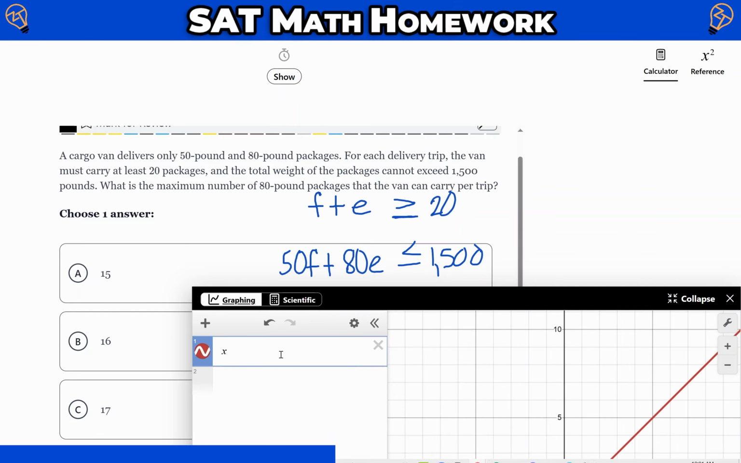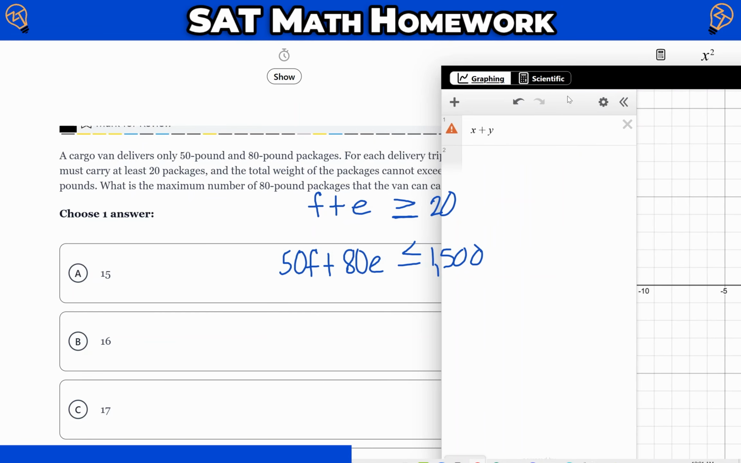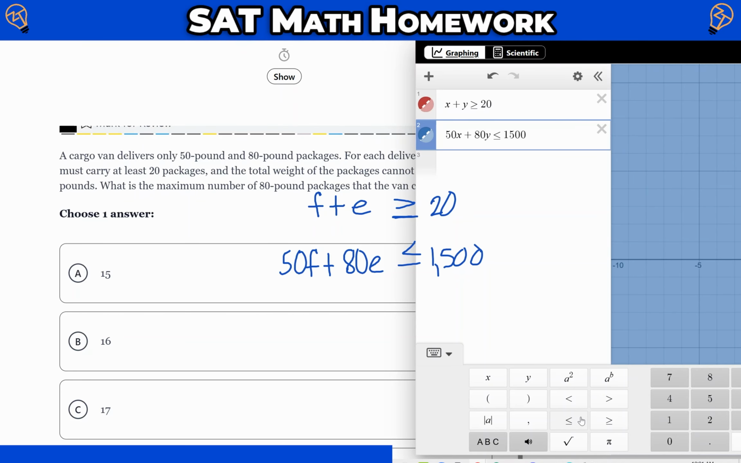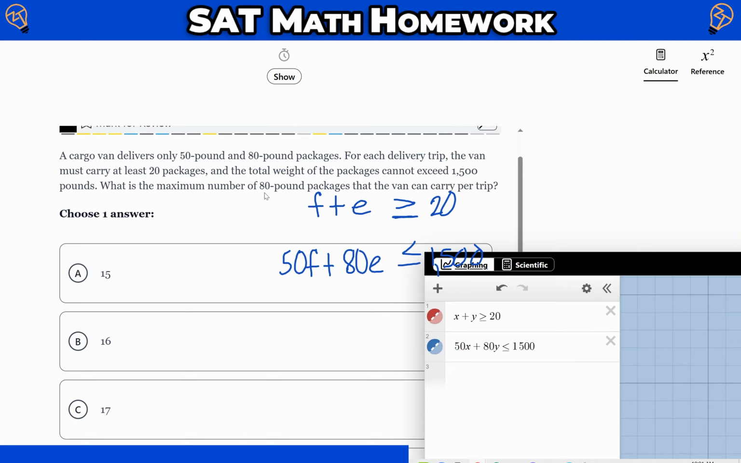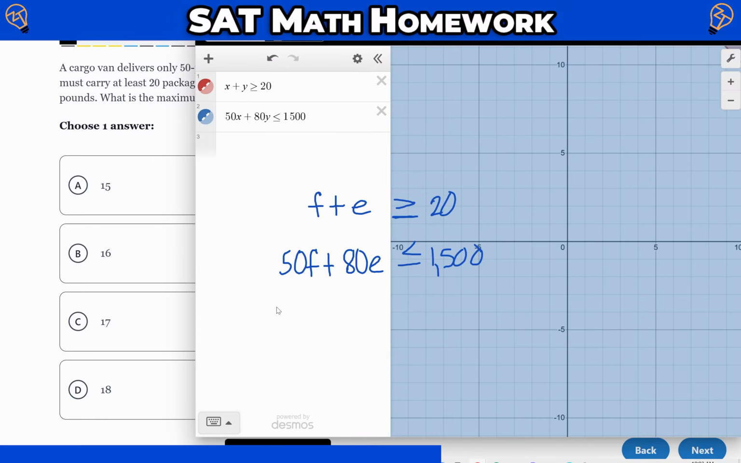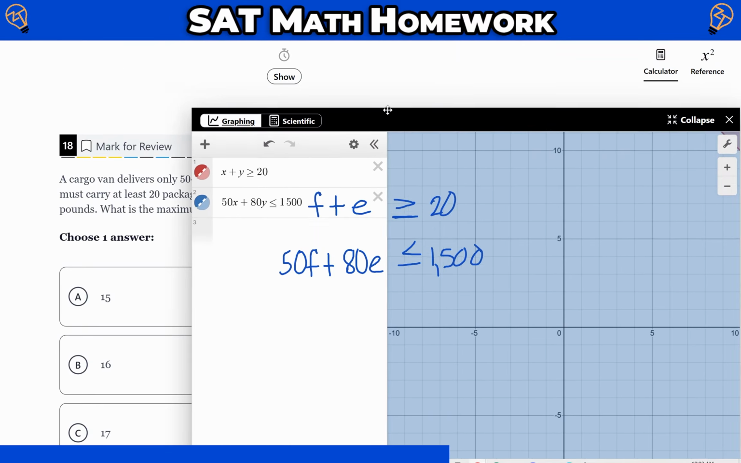We're going to use x and y instead, because Desmos won't let you use F and E. Then we'll choose greater than or equal to from the keyboard. We'll put 20, enter 50x plus 80y, is less than or equal to 1,500. So we're figuring out which number, more specifically, when we're talking about the maximum number of 80-pound packages, that's our E variable, which we put as y. So we're really looking for the y coordinate being either 15, 16, 17, or 18. And we're looking for the intersection.